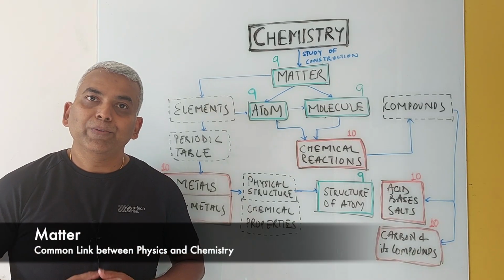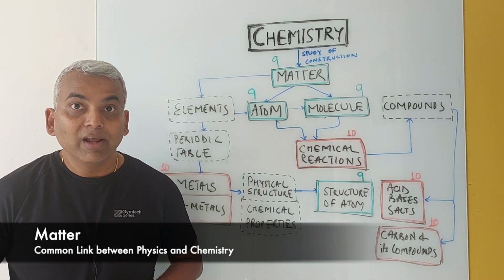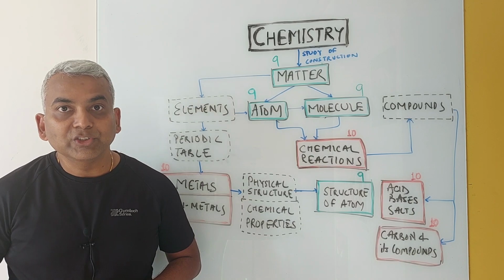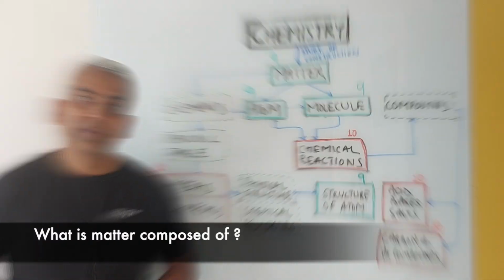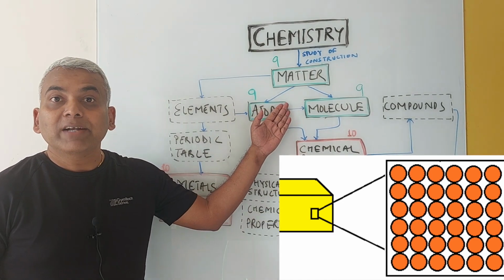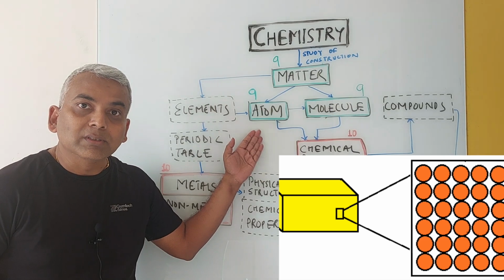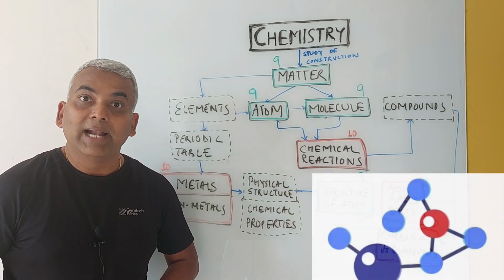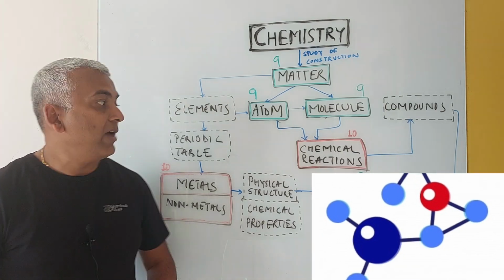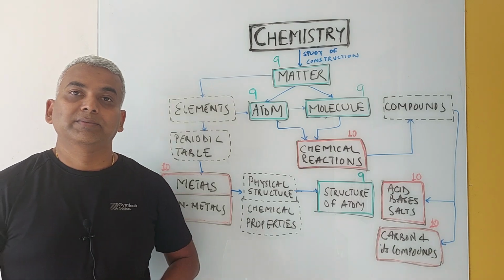In an earlier video, we studied that physics is the study of laws of nature and nature consists of matter and energy. In this video, we will study what matter is composed of. If you keep breaking matter into smaller and smaller pieces, you will eventually find atoms, the tiniest building block of matter. Matter, and hence atom, is uniquely identified by its physical structure and chemical properties.